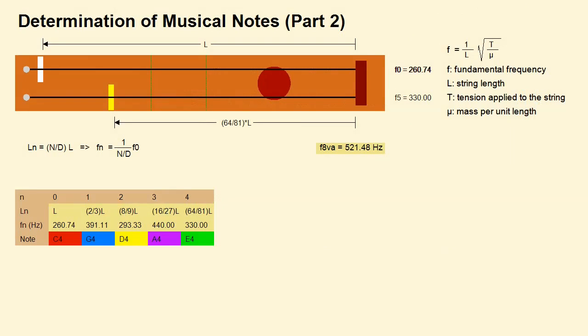In the previous video, we used the instrument shown in the figure to carry out a search that led to the 5 notes of the C major pentatonic scale over the octave that goes from C4 of 260.74 Hz to C5 of 521.48 Hz. In this video, we will continue this search until completing the 12 musical notes used in Western culture. Remember that the procedure used in the search is the following.